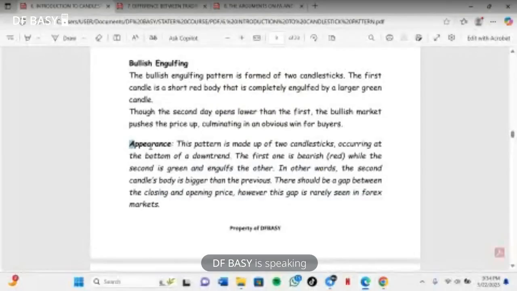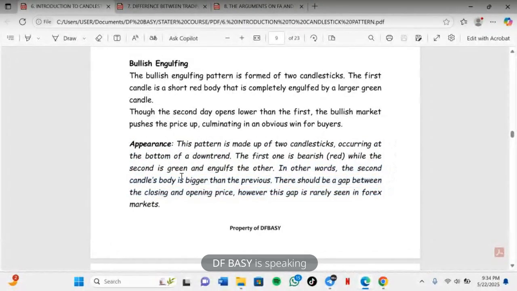So in appearance, this pattern is made up of two candlesticks occurring at the bottom of a downtrend. The first one is bearish, that's the red candle, while the second is green, and the green one is the one that engulfs the other one, right? In other words, the second candle's body is bigger than the previous one. There should be a gap between the close and the opening price. However, the gap is rarely seen in forex markets, but it's still seen.